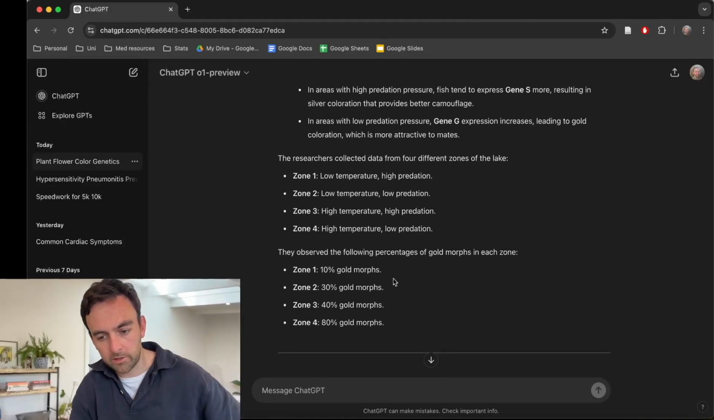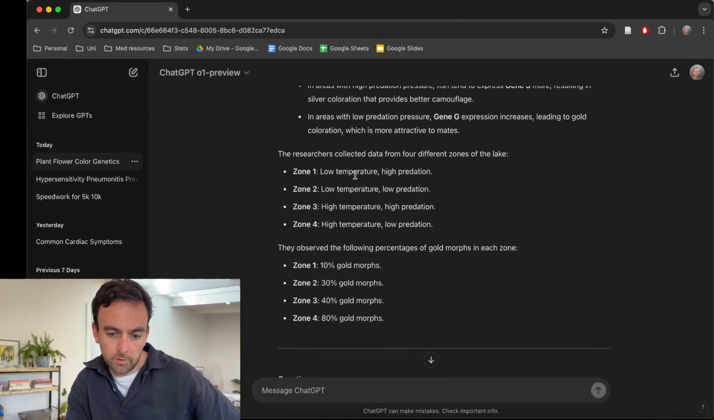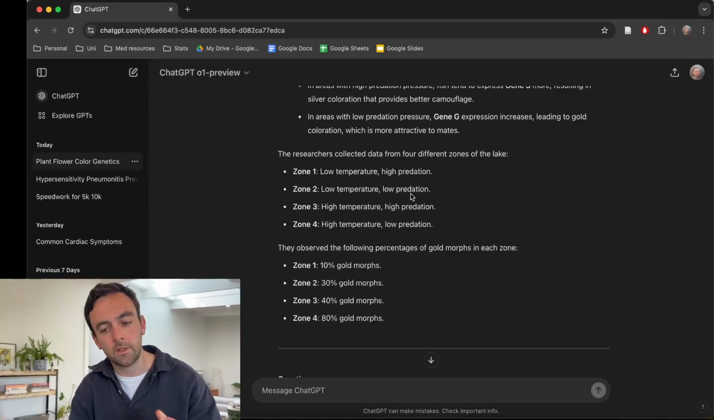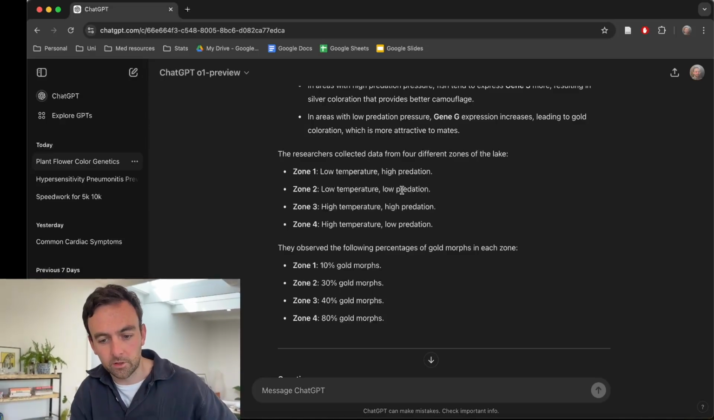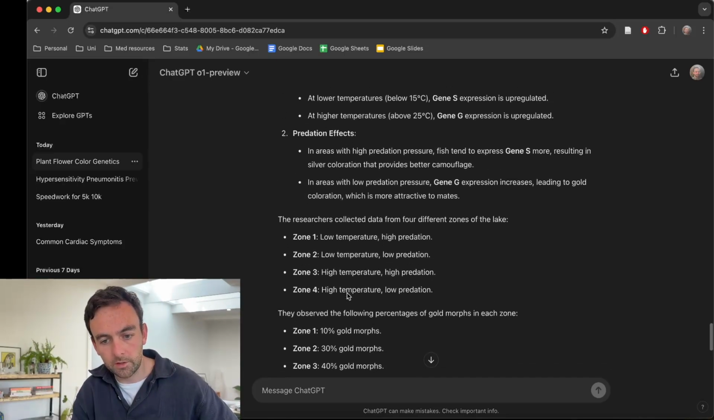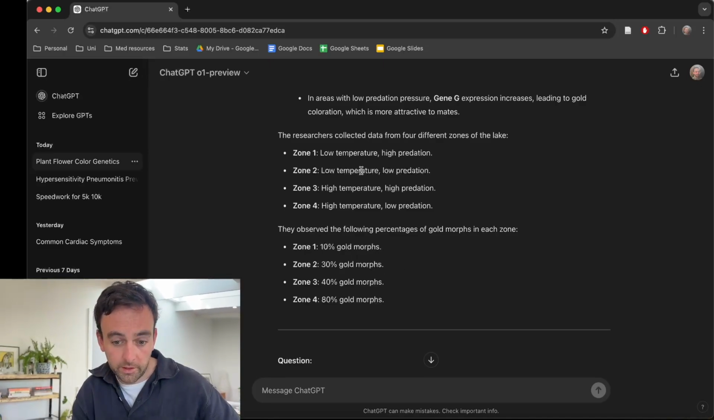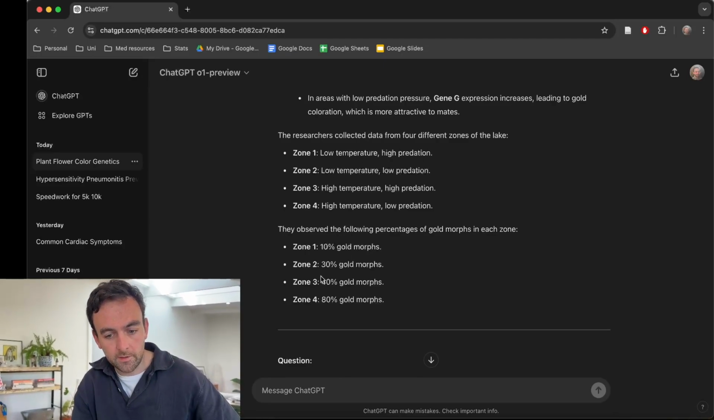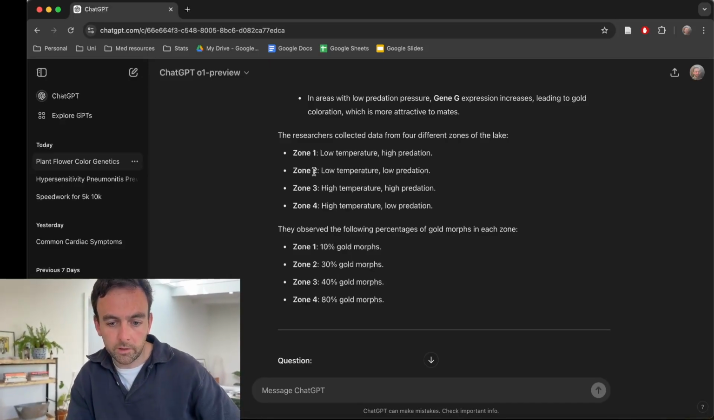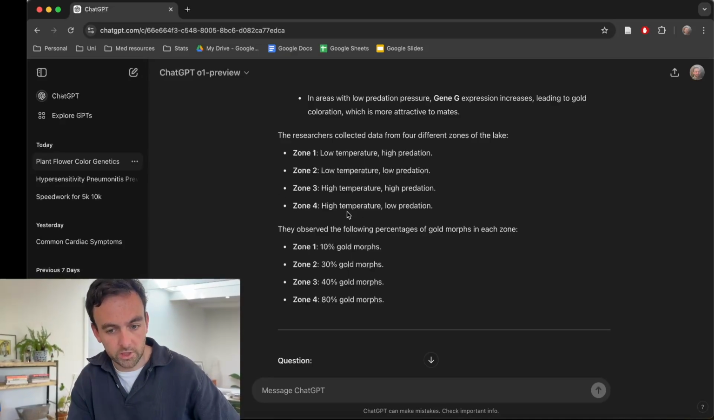How I'm thinking about this one is, in zone one, we have, so maybe I'll start with zone two because that's low and low. So that seems quite good for me because I'm thinking that's like a controlled case. So I can then see what the effects of changing are from that one. So when we have low levels of each, we get 30% gold morphs. If we increase the temperature from low to high, we change the percentage of gold by 10%. If we change the predation, that's gone both. So if we compare zone two to zone four, that's just changing the temperature.